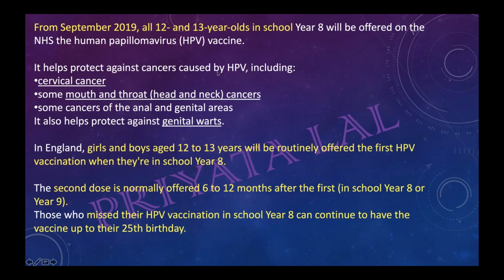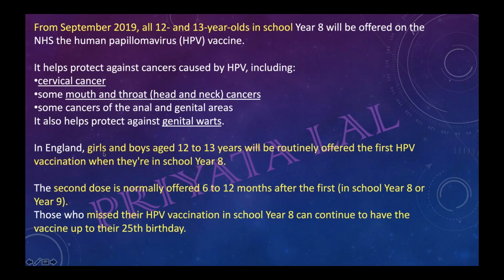So how does the HPV vaccine help? It protects against cervical cancer, it protects against some mouth and throat or head and neck cancers, it protects against cancers of the anal and genital areas, and it also prevents warts. Why warts? Because warts are caused by HPV 6 and 11, and Gardasil contains the 6 and 11 strains. So this is the protection the HPV vaccine can give. Every part is important for Part 2 and Part 3 people both, because it can come as a viva also.